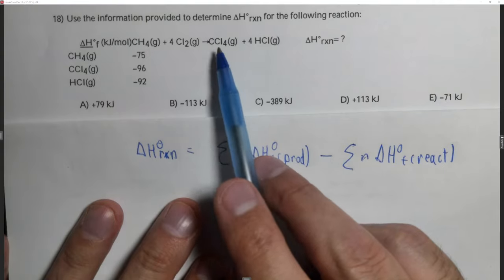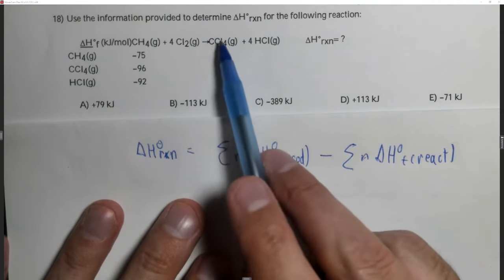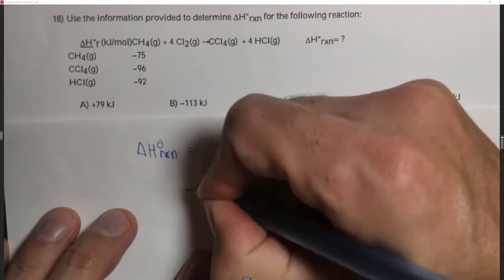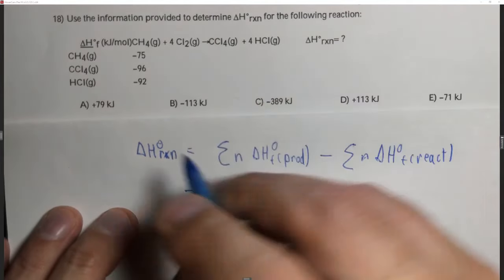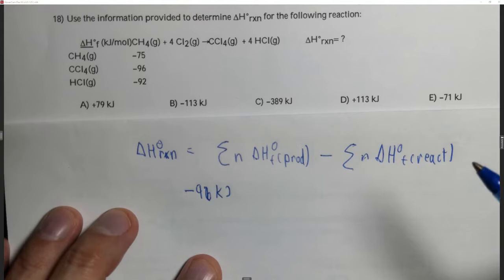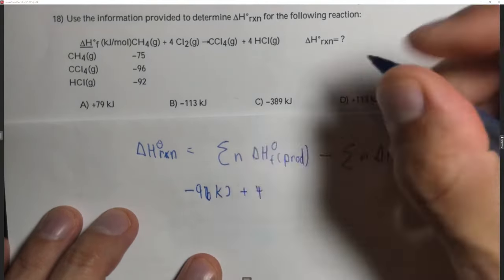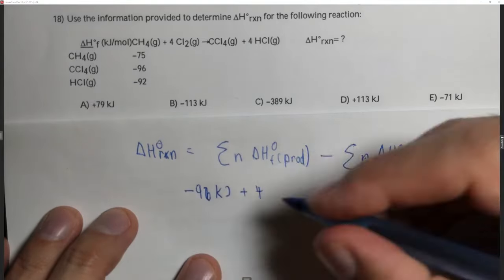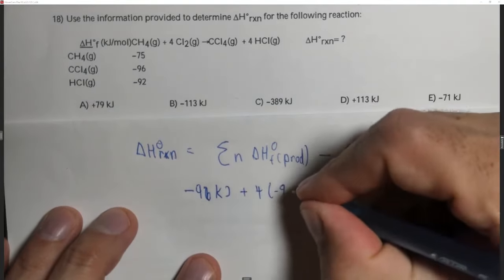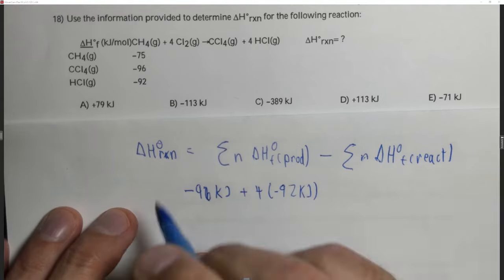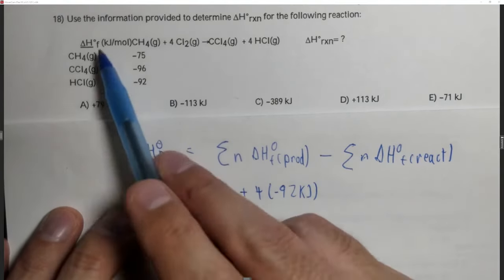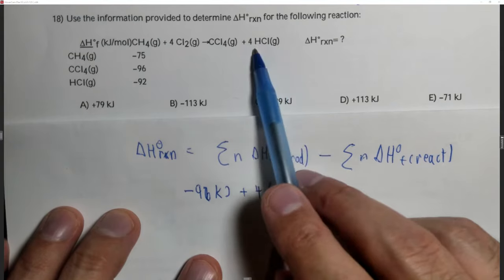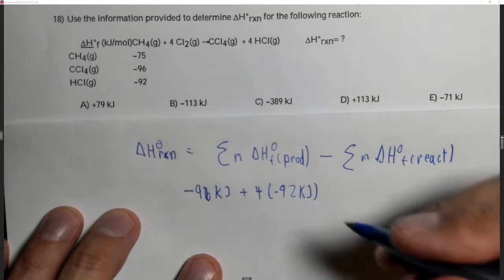So let's take a look at this. We're starting with the products. The first product is CCl4, and there's one of them. So we plug in minus 96 kilojoules, which I just found right there. Plus 4, because there's 4 HCl's, we have to multiply by the number of them, times the enthalpy of formation of that HCl, which is minus 92 kilojoules, which I found right there. Remember, the enthalpy of formation is to form 1 mole of HCl. In the reaction, we form 4. So we have to multiply that by 4.